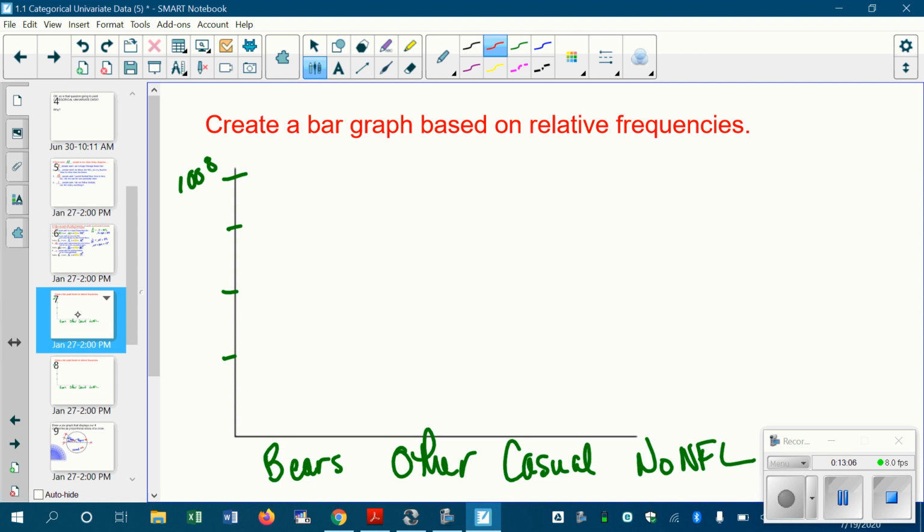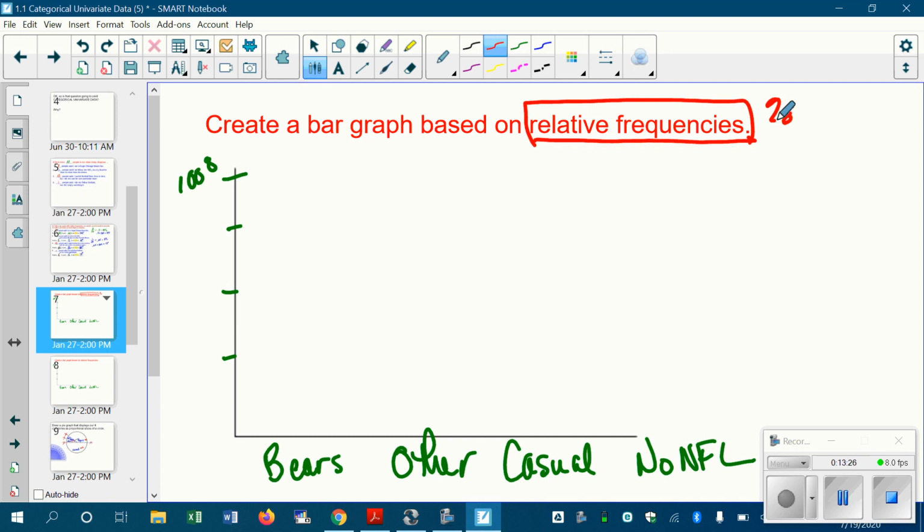So the other thing that you can make is a bar graph. And for the bar graph, I asked you here to make it based on relative frequencies. This is the fancy name given to basing things off of percentages. Okay, so relative frequency means percent. So I'd like you to take a minute here.